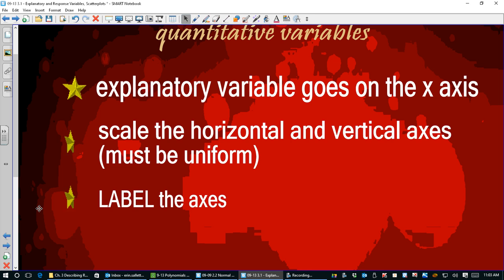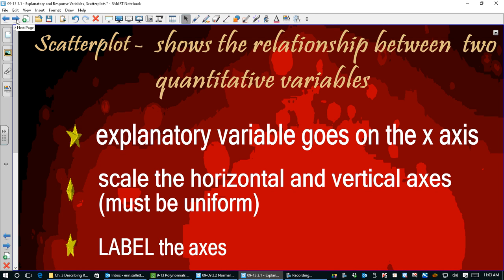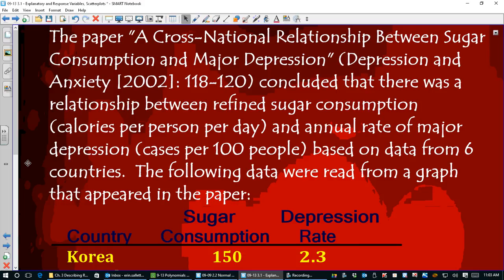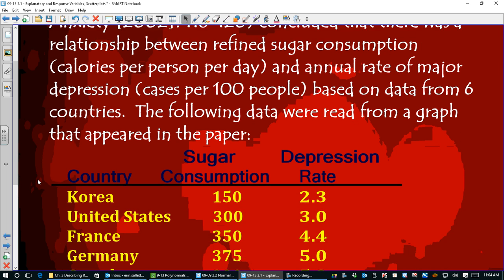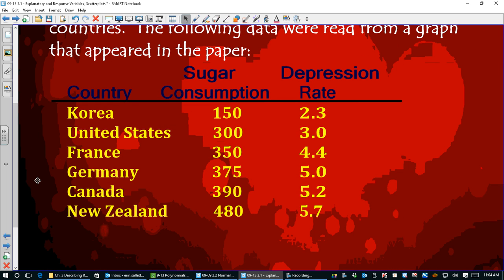Okay, so now that we've got these rules underway, let's move into looking at an example. There's a paper written, cross-national relationship between sugar consumption and major depression, and it concluded that there was a relationship between refined sugar consumption in calories per person per day, and the annual rate of major depression. And that was cases per 100 people. And they gathered data from 6 countries, and they created a graph based on this data here.